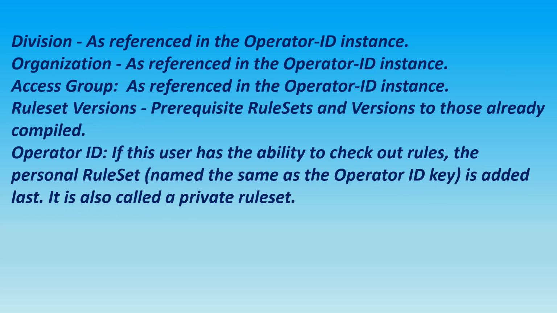Division. As referenced in the operator ID instance. Organization. As referenced in the operator ID instance. Access group. As referenced in the operator ID instance. Rule set versions. Prerequisite rule sets and version to those already compiled. Operator ID. If this user has the ability to check out rules, the personal rule set is added last. It is also called a private rule set.